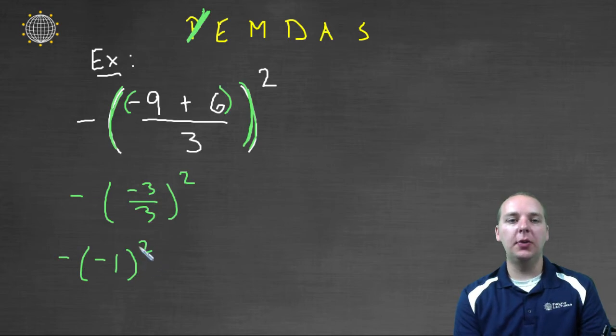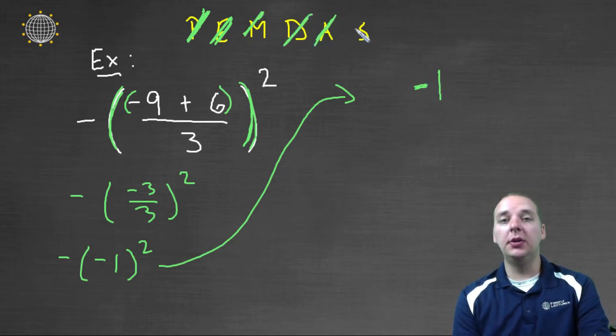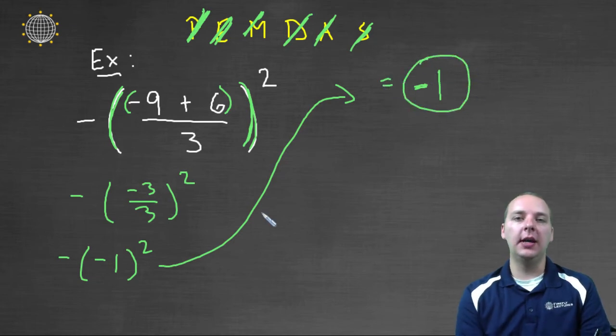All right, now exponents. -1 squared would actually make +1, but I still have this negative on the outside. Exponents are taken care of. Next, multiplication. -1 times 1 is -1. There is no division, there is no addition or subtraction remaining. So our final answer for this one would be -1.